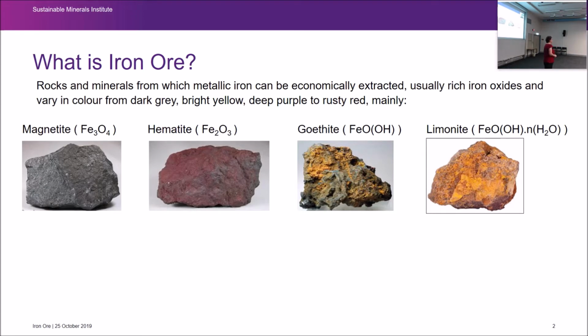So to probably start off, it would be good to define what it is that we're talking about today. When we refer to iron ore, we basically have these four types of materials or minerals: magnetite, hematite, goethite, and limonite. They are all rich metallic iron ores or iron oxides, and vary in colour from dark grey, yellow, deep purple to a rusty red.